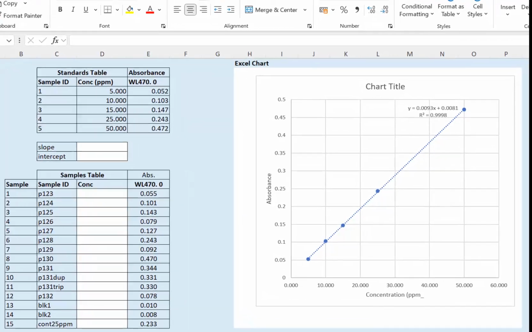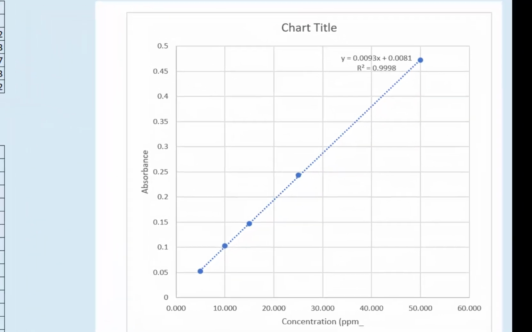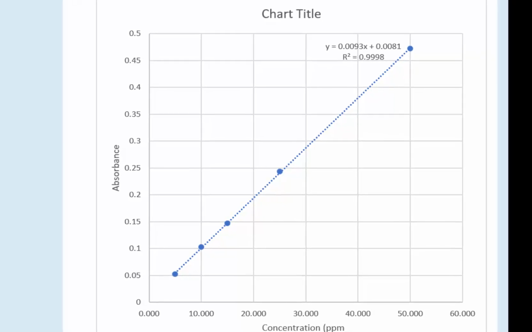So first observe from the graph that there is a straight line relationship between concentration and absorbance.